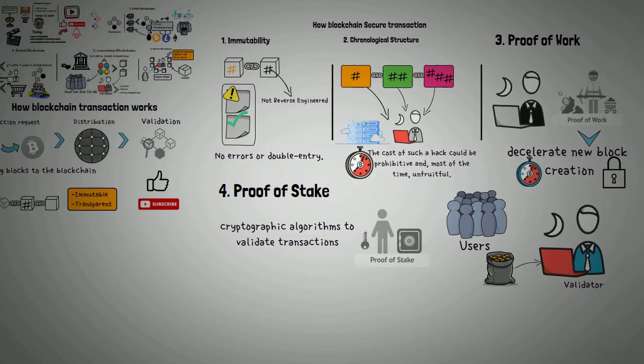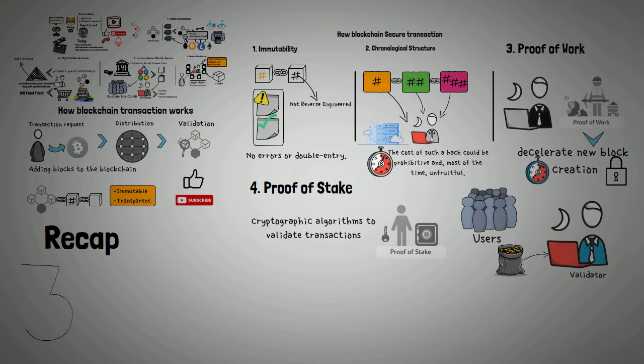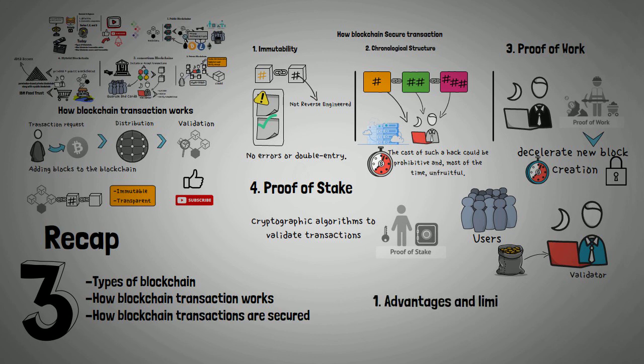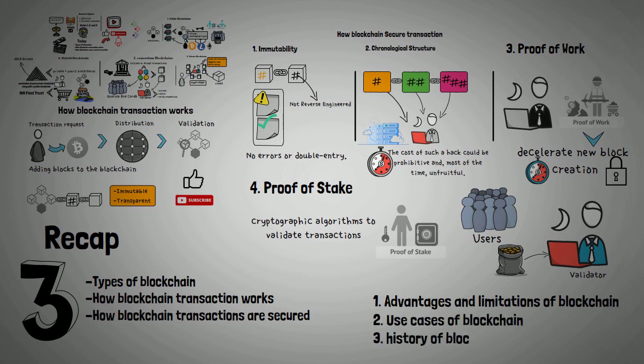So, let's do a quick recap. In this video, we have covered 3 important points. The first is the types of blockchain, the second is how blockchain transaction works, and the third is how blockchain transactions are secured. The last series will focus on the advantages and limitations of blockchain, while also discussing use cases of blockchain and showing the history of blockchain.